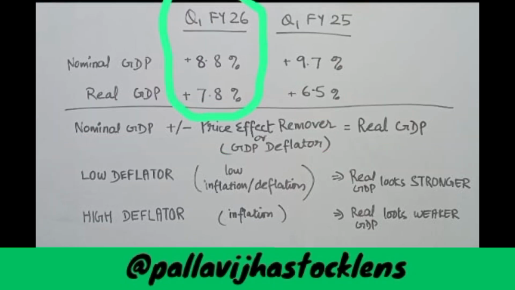So if you look at this quarter's data, that is Q1 FY26, nominal GDP growth is 8.8% and real GDP growth is 7.8%. It means what? The price effect is just 1%. The price differential is just 1%. So the GDP deflator, which is the price effect remover, is equal to 1%. The simple meaning is very low inflation, almost flat prices.